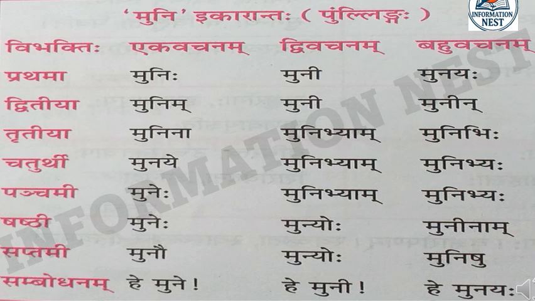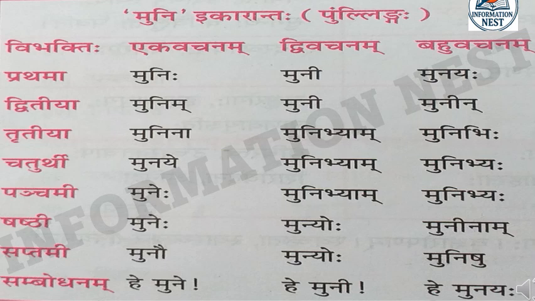Moving on to Tritiya and Chaturthi Vibhakti, action and purpose. Now, how do we say by the sage? That is Munina. Notice that na at the end. Moving to Chaturthi, doing something for the sage, it becomes Munaye. It has a very distinct ye sound. Keep an eye on that middle column too. Munebya is going to be your best friend for the next 3 rows.